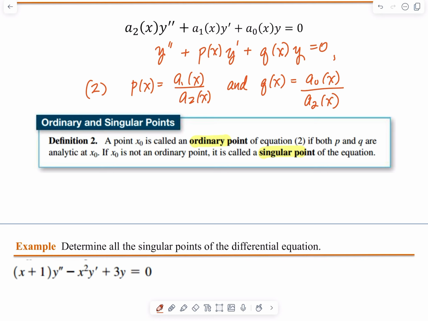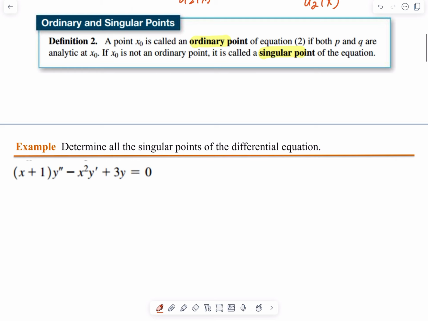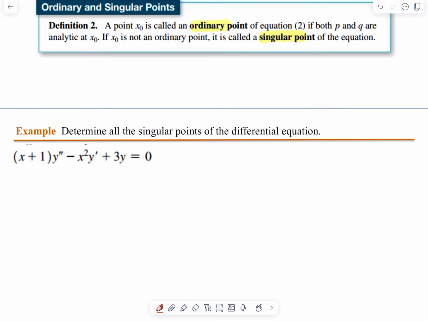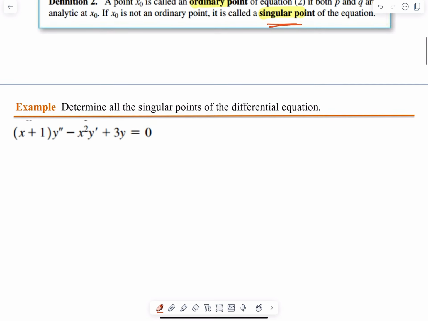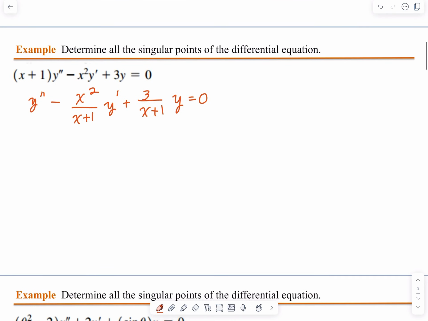So let's jump right in and look at this first example, where we're going to see if we can find the singular points of the differential equation. In this first example, we'll divide every term by x plus 1, and now we can clearly see that p of x is equal to the opposite of x squared over x plus 1, and we have q of x equal to 3 divided by x plus 1.